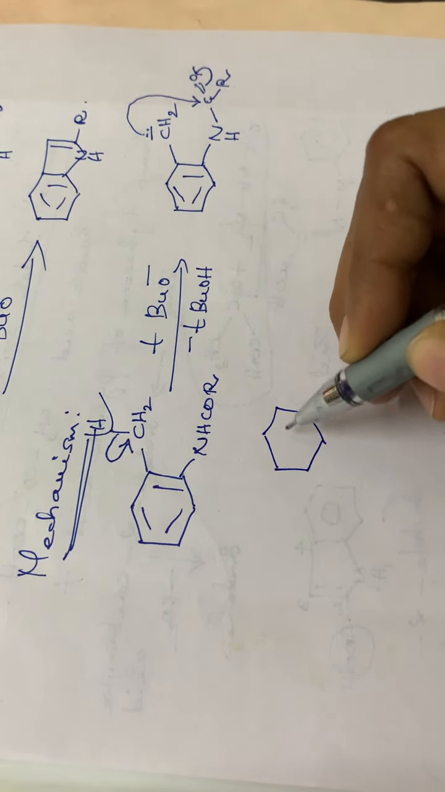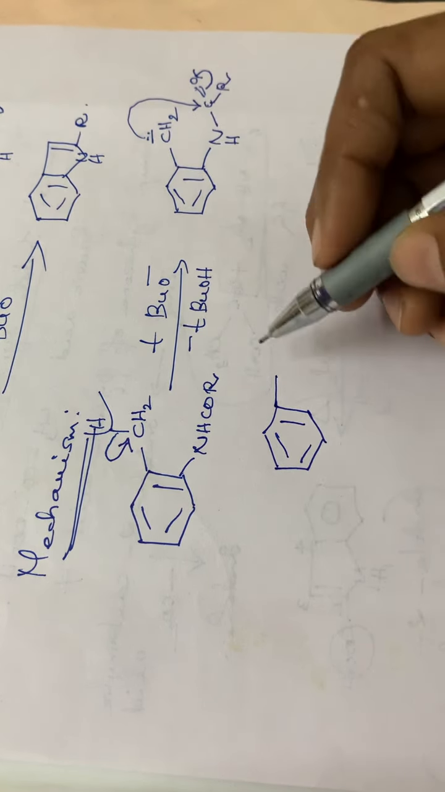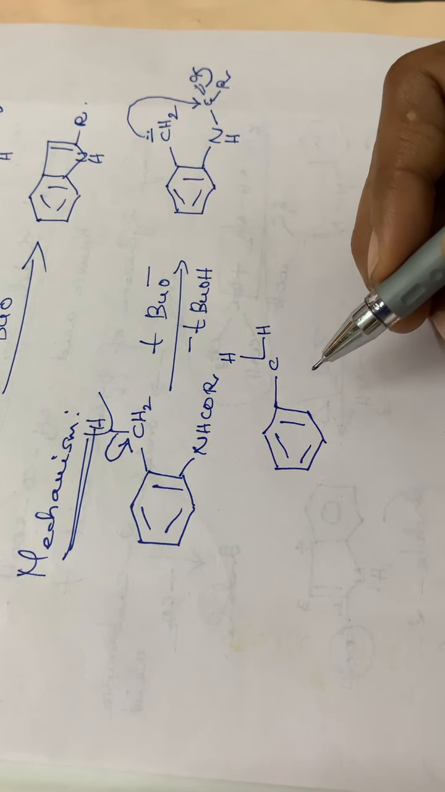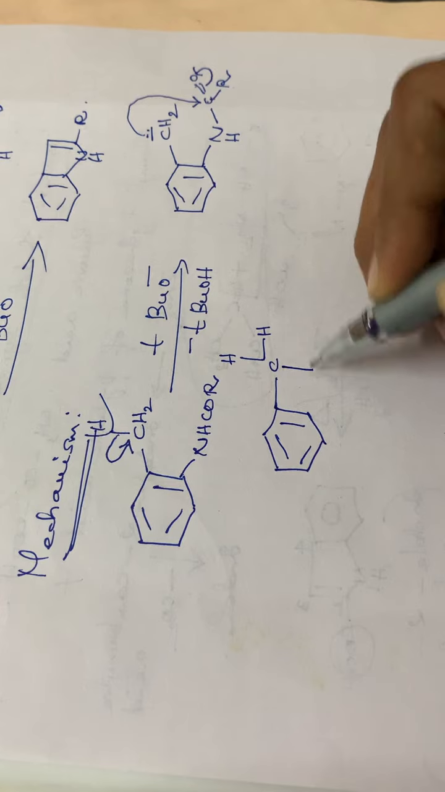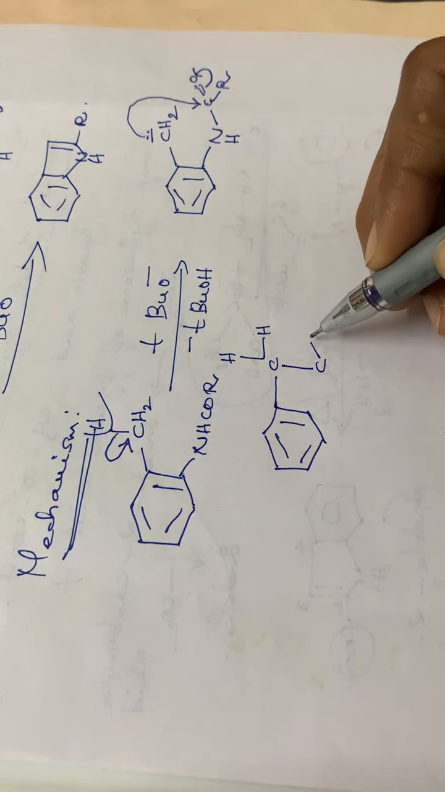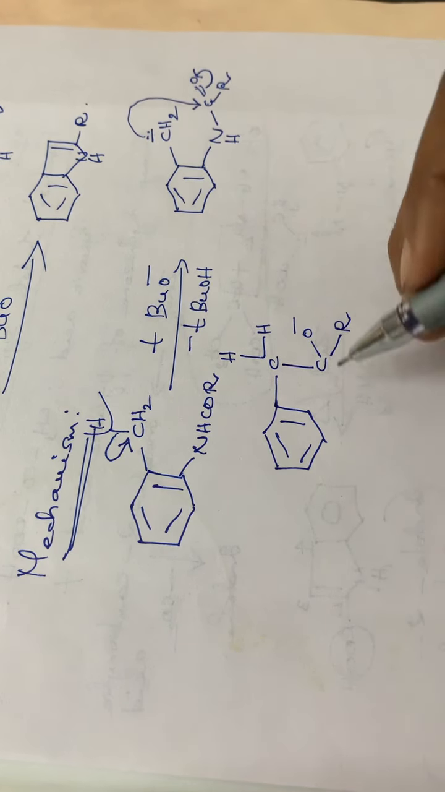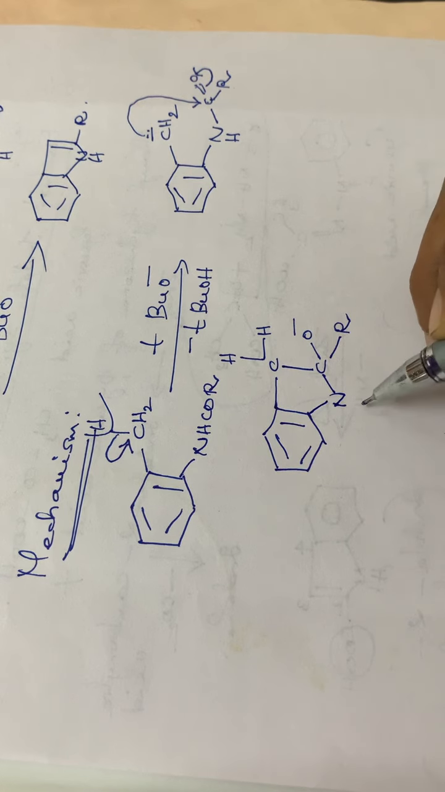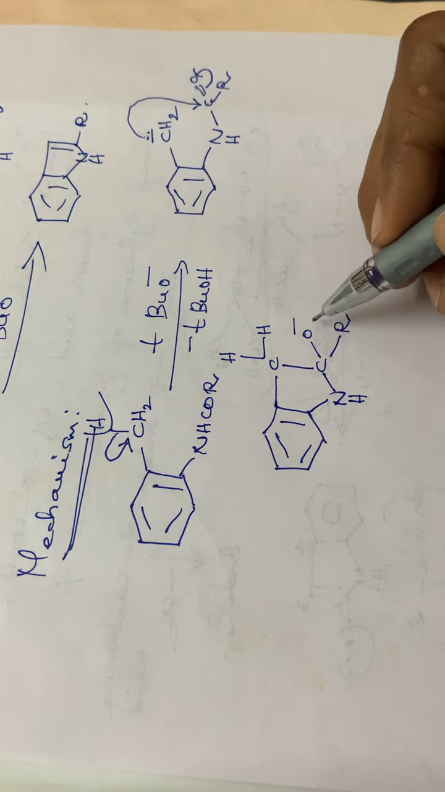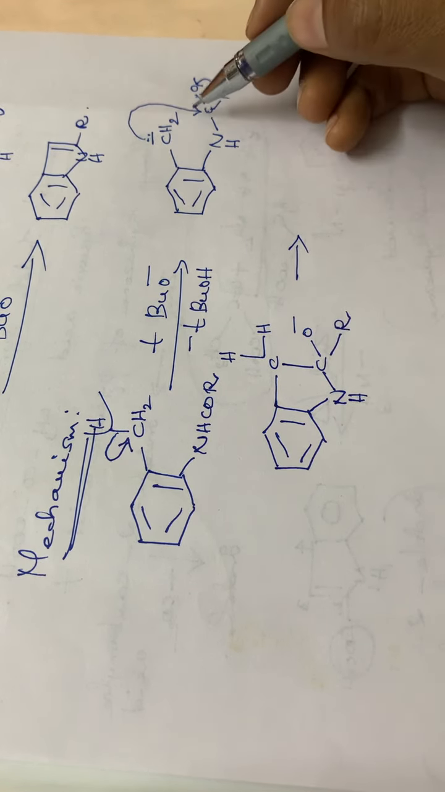Again, the double bond, then CH2. The CH2 I am writing here as CH2 itself. Then again here C single bond O minus, then R, then NH. C single bond O minus R. So here ring closure takes place, isn't it? In this step ring closure occurs.